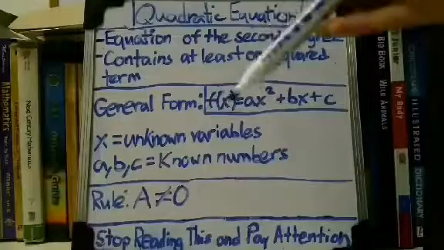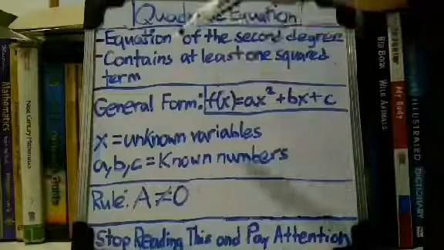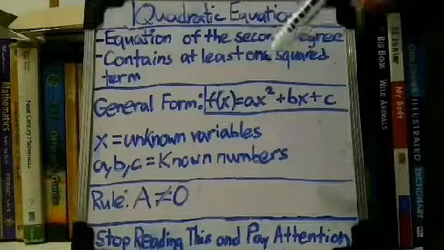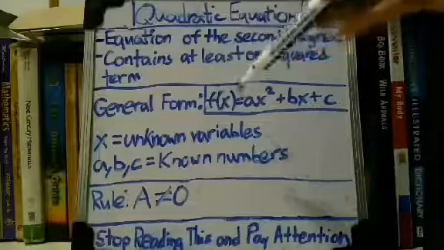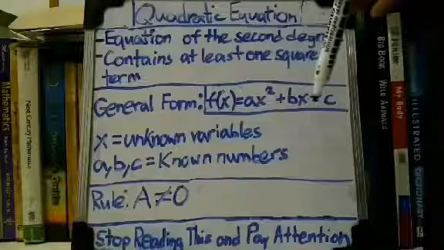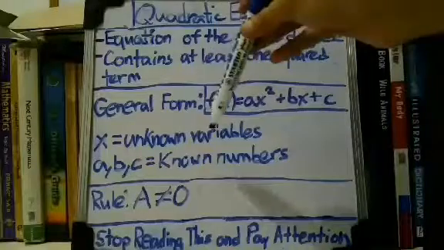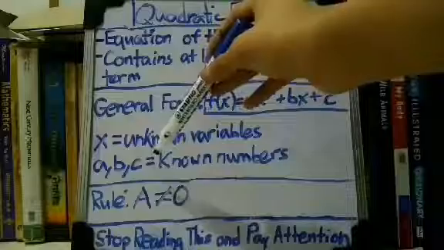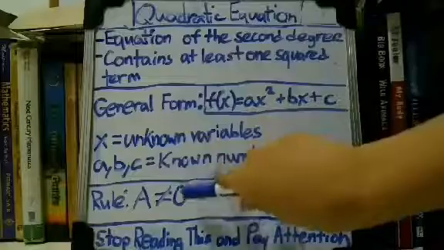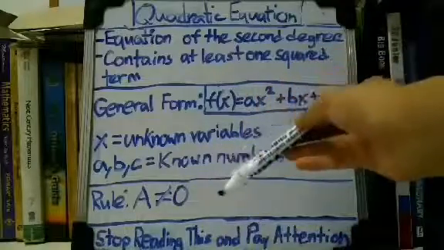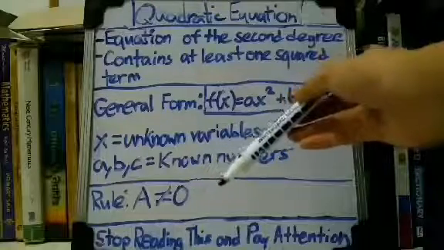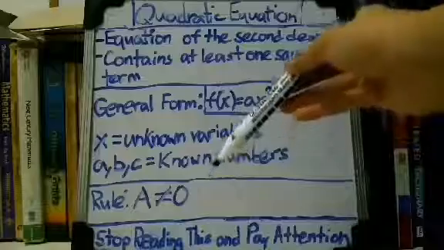In case you didn't know, quadratic equations are basically equations of the second degree, meaning it contains at least one squared term. In algebra, quadratic equations are usually represented with a general form of ax squared plus bx plus c, where the x represents unknown variables and a, b, and c represent known numbers. In quadratic equations, you also have to remember this one main rule. That rule being that the first constant a cannot be 0, because if it was, it would rather be a linear equation and not a quadratic equation.